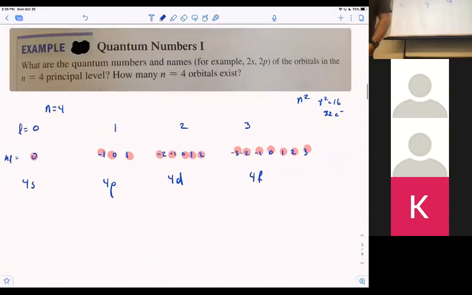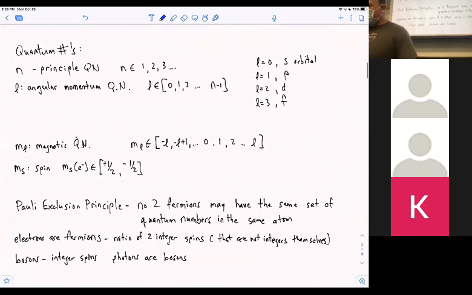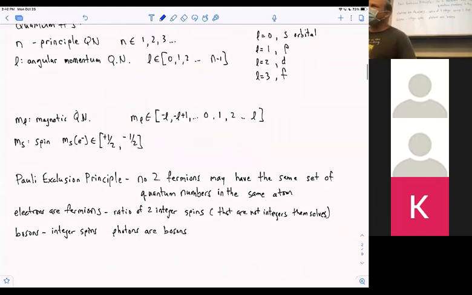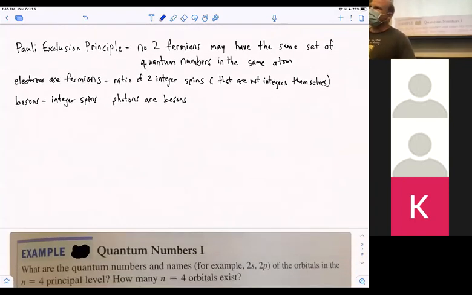Okay, and I'll just go ahead and solve this part, and I'll restart with the quantum mechanical model. This is the quantum mechanical model right here: the n, l, m sub l, and m sub s. This is the model. I've just presented you the quantum mechanical model of an atom. That's it? Yeah. Then we'll talk about what it means.